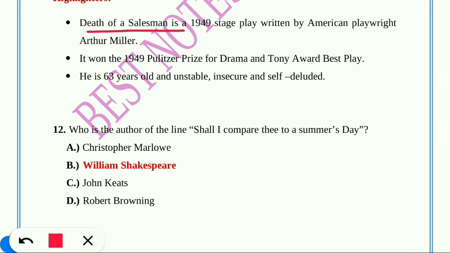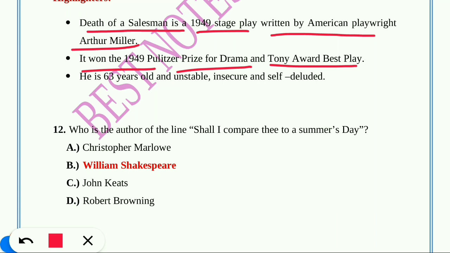Death of a Salesman is a 1949 stage play written by American playwright Arthur Miller. It won the 1949 Pulitzer Prize for Drama and the Tony Award for Best Play. He is 63 years old and unstable, insecure, and self-deluded.